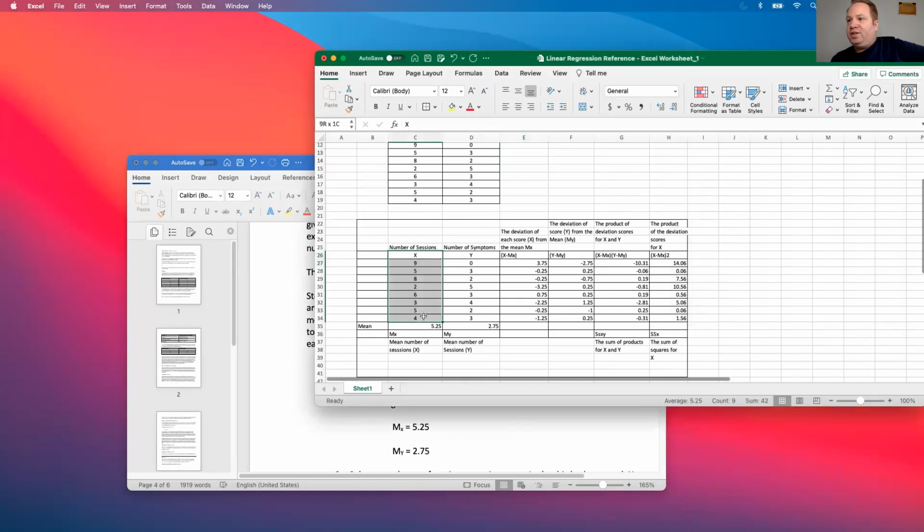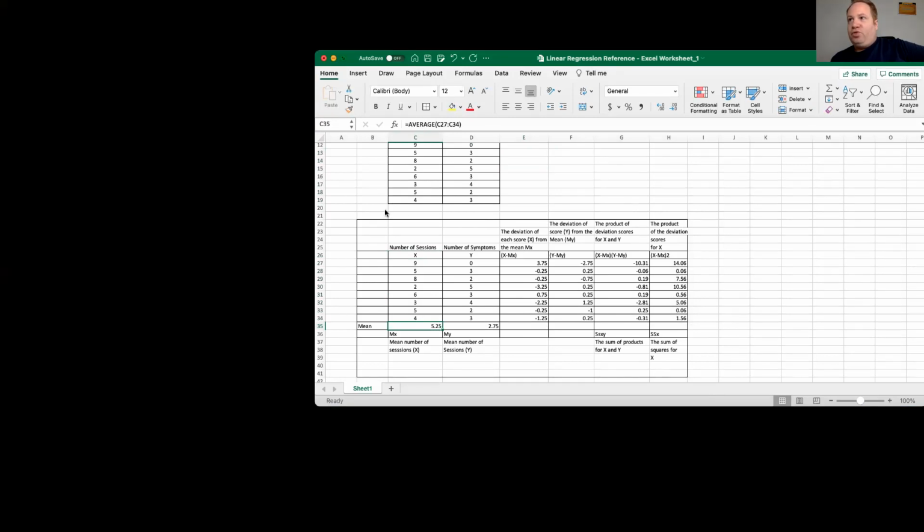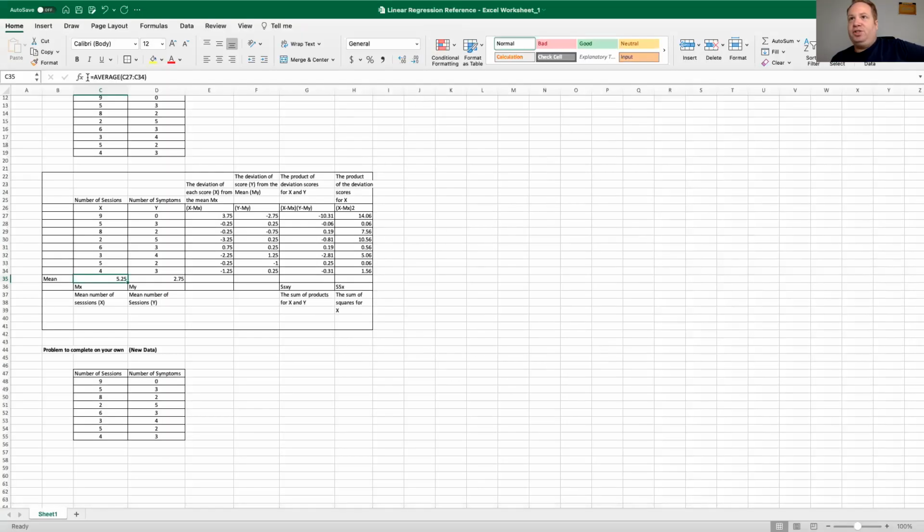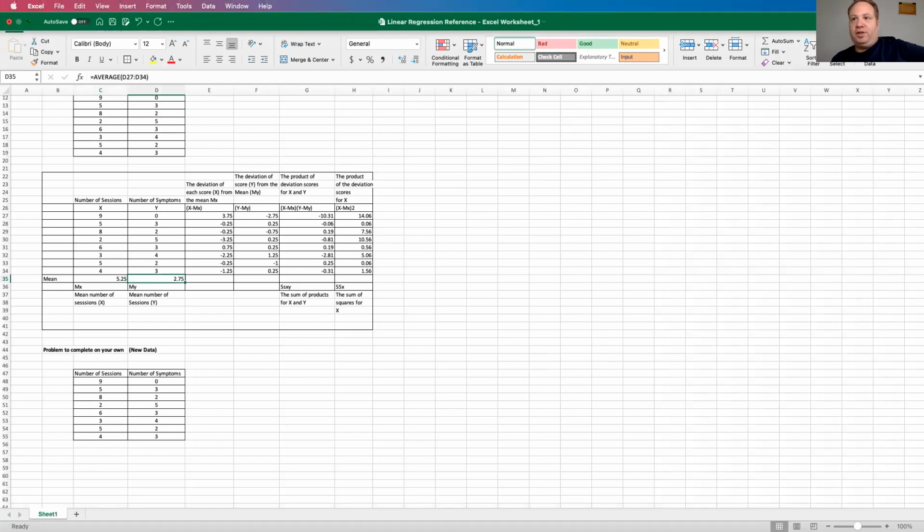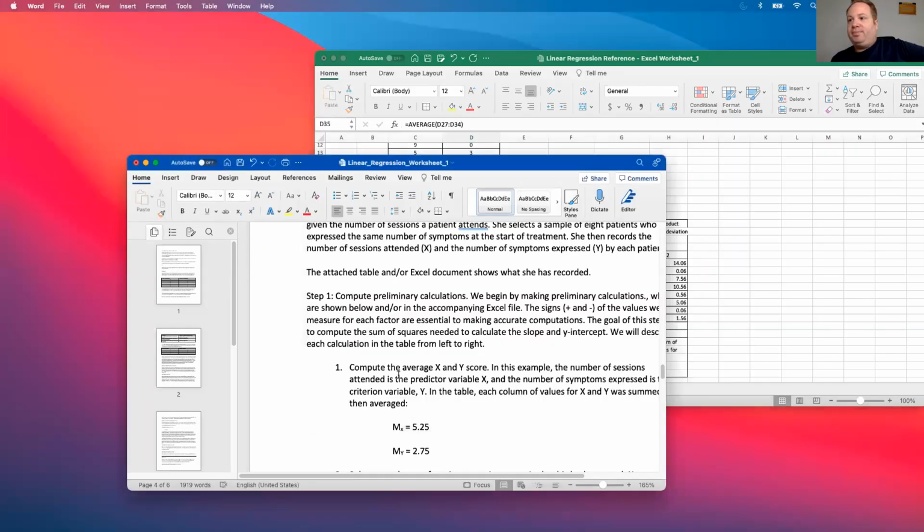So all I did is I just did the mean. Now this is your formula for the mean. You take the average, equal to your range. And this is that mean right there. That's all we're talking about at this point in our Word document.